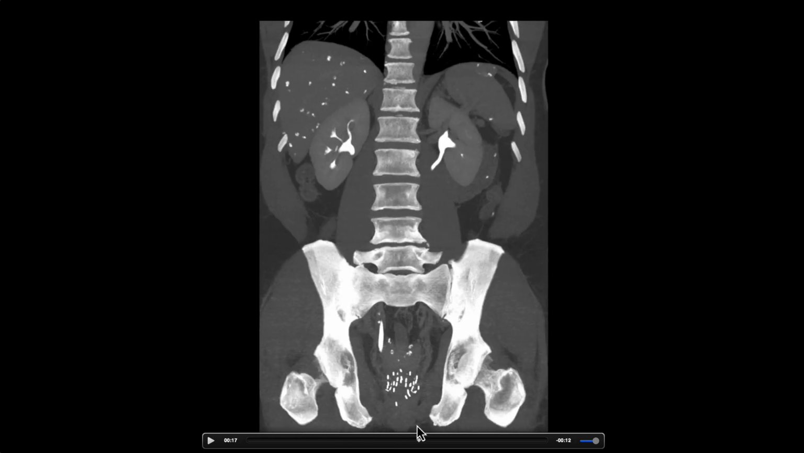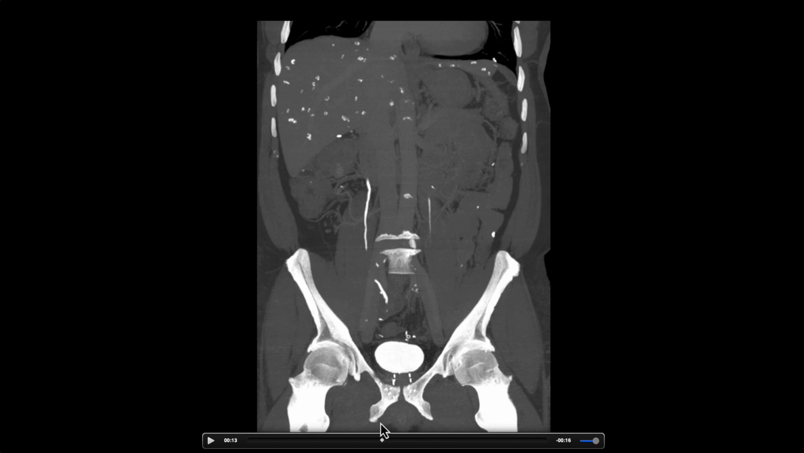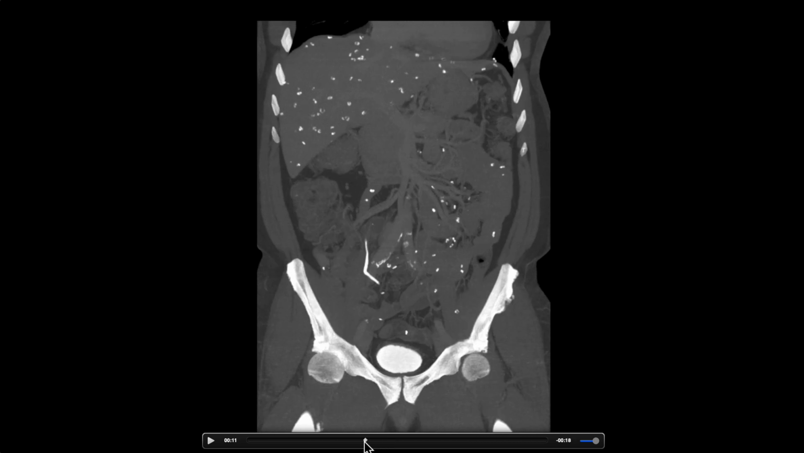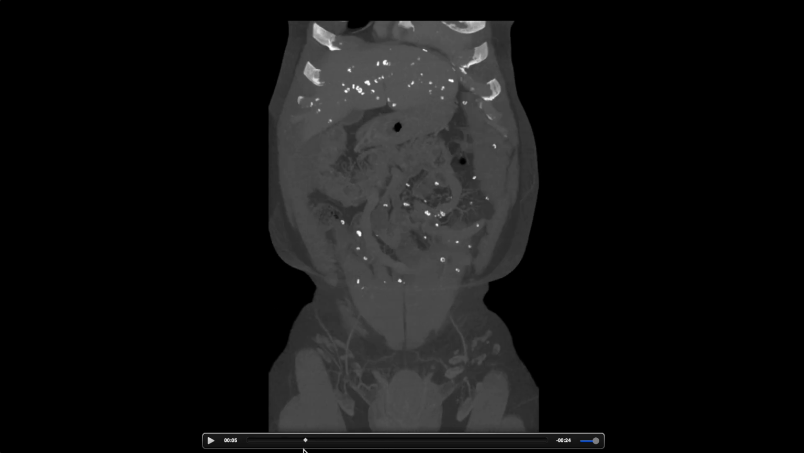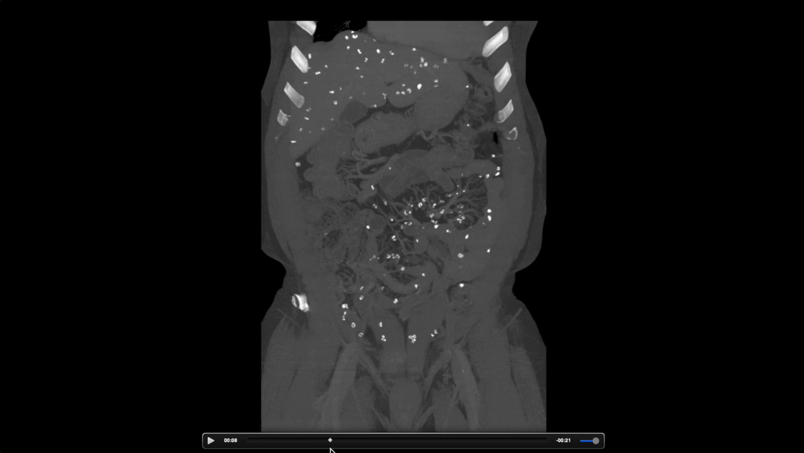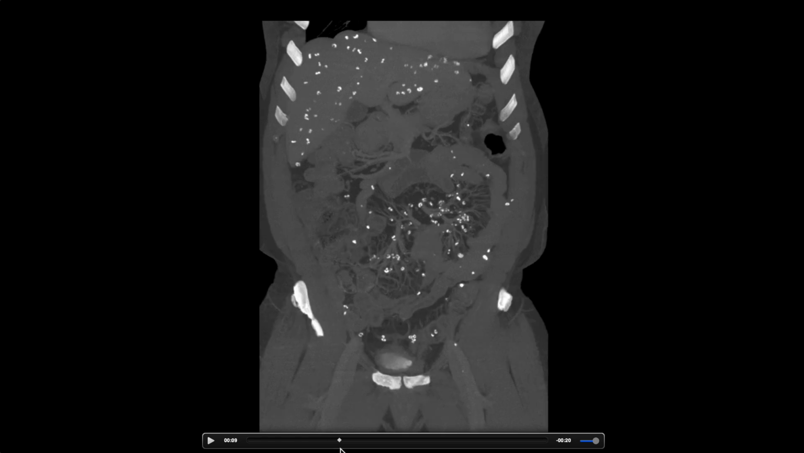These MIP images help to highlight the large burden of calcifications throughout the abdomen and pelvis. It also helps to show a fairly common feature of many of these calcifications, which is this curvilinear or comma-shaped appearance. So do you have any ideas? Well, as I mentioned, this patient is from West Africa and also reported eating snake meat from a local market.